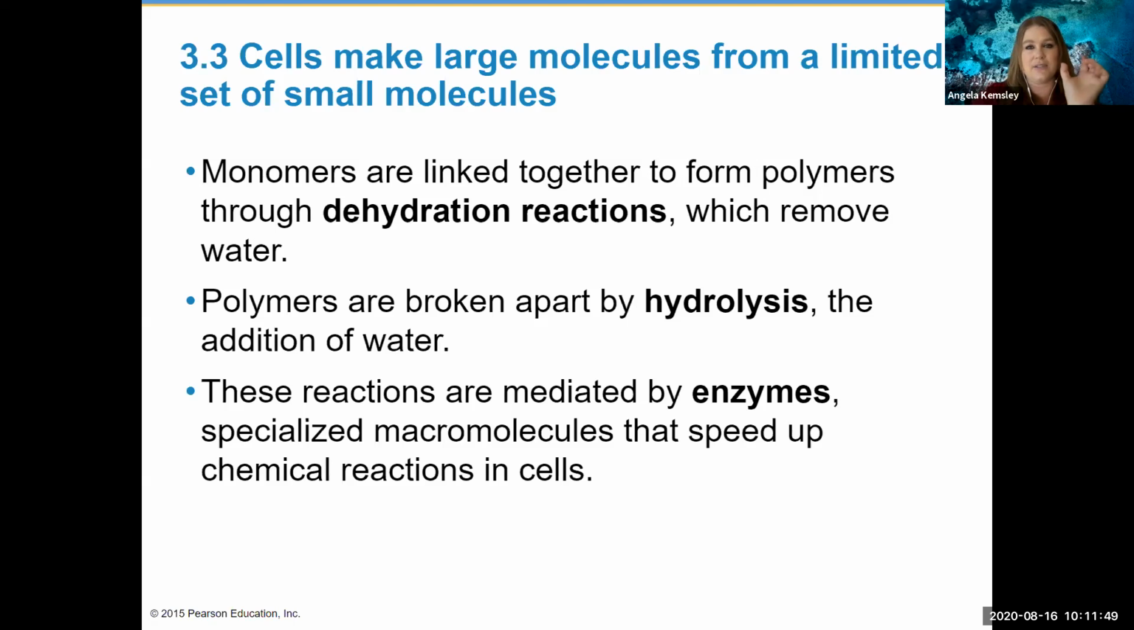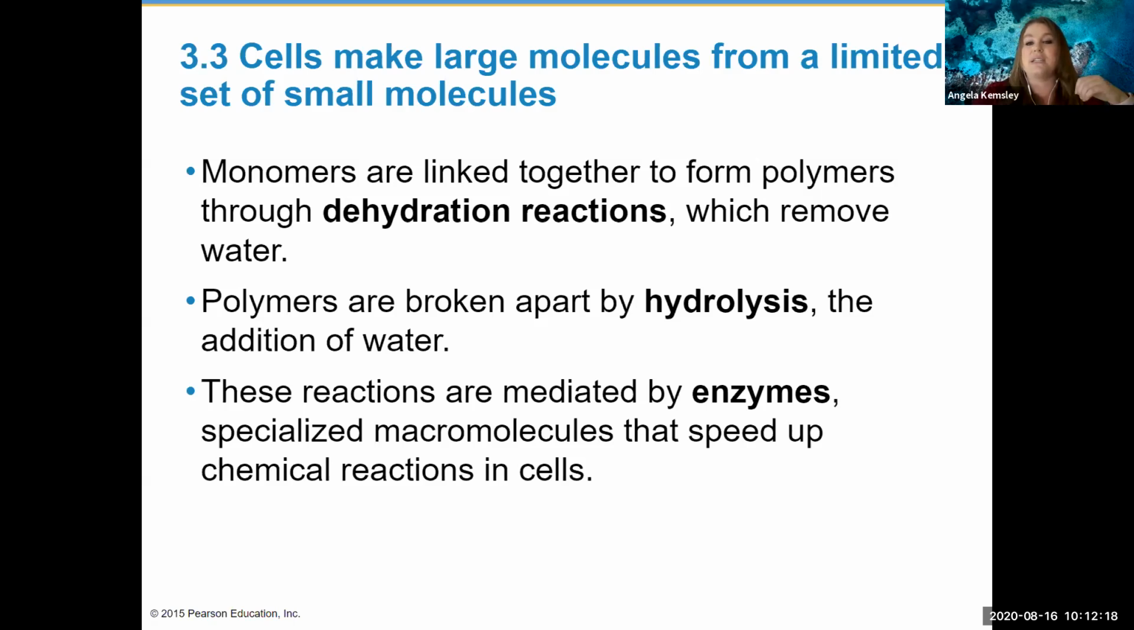Monomers, those individual pieces, each individual paperclip, are linked together to form polymers through what's called dehydration reactions. Now think about that word dehydration. If you're dehydrated, that means you don't have enough water. That's basically what a dehydration reaction is. In a dehydration reaction, we're going to be removing a water molecule and linking things together.